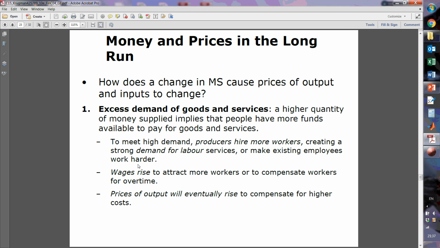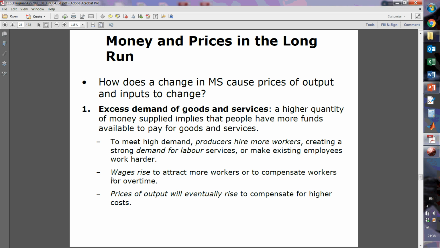So more funds will be available to buy stuff, and with that, producers will presumably want to supply more to match the demand for goods and services. So the producers will be willing to hire more workers, and that should result in this derived demand, which is demand for factors of production, primarily for workers. And so in order to attract more workers, that's the second last bullet point, wages will have to rise. So wages will need to rise to attract more workers, or to compensate workers for working overtime.